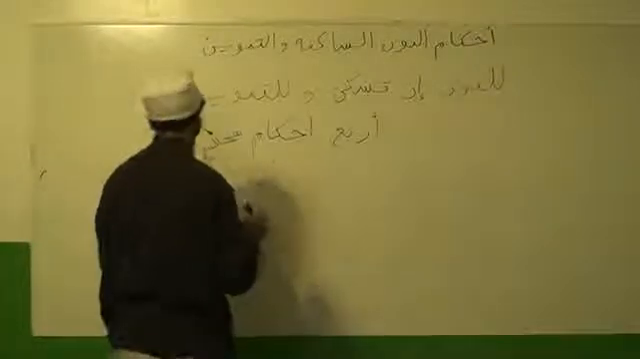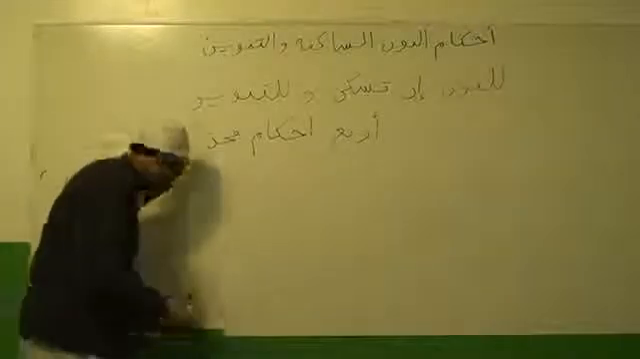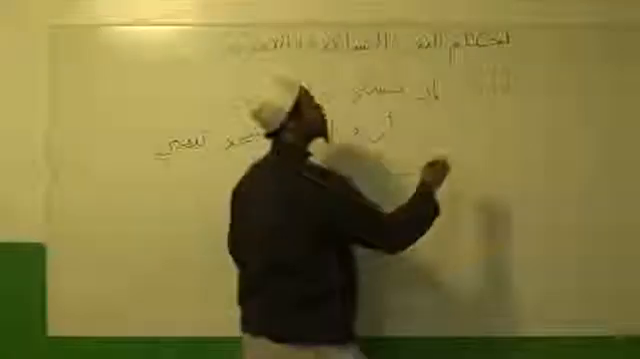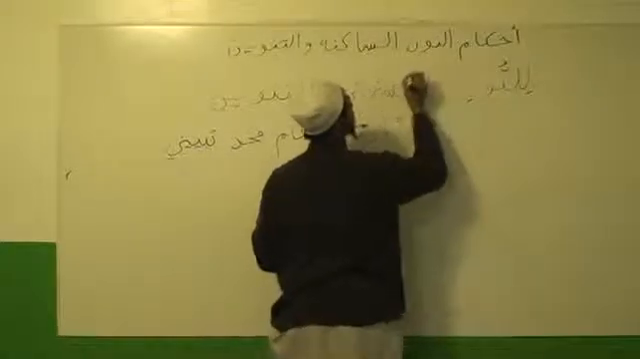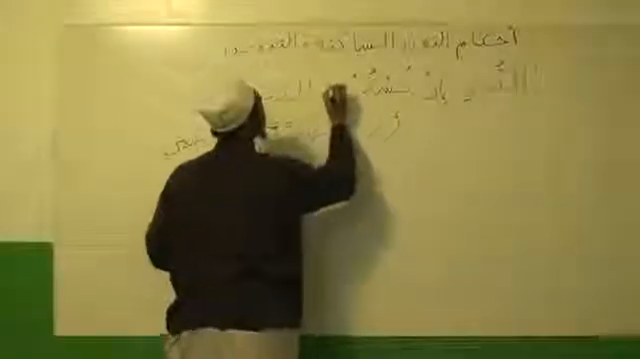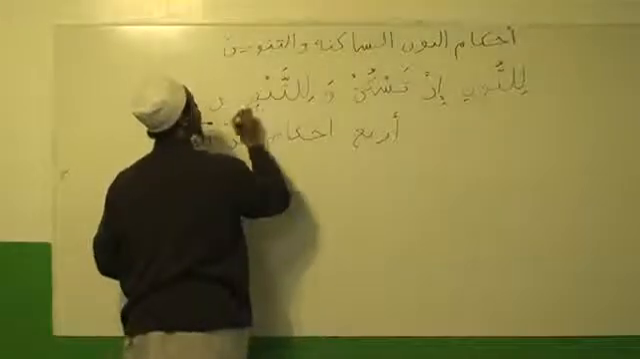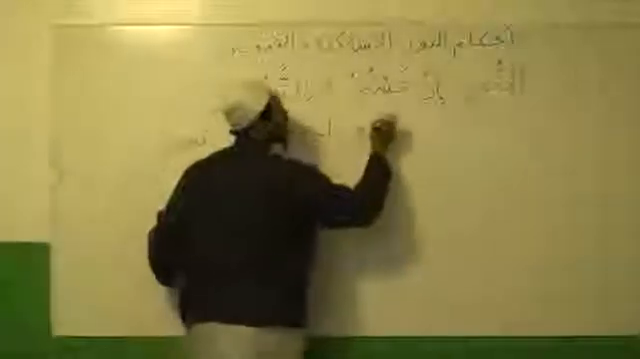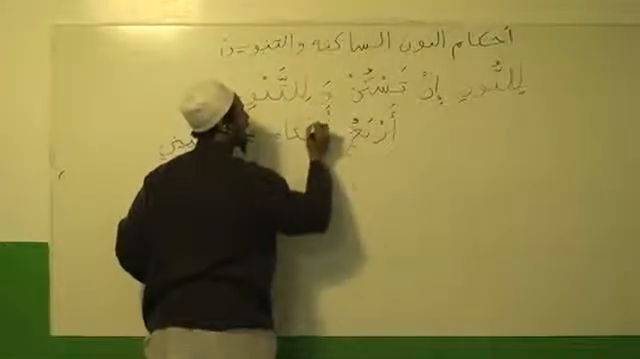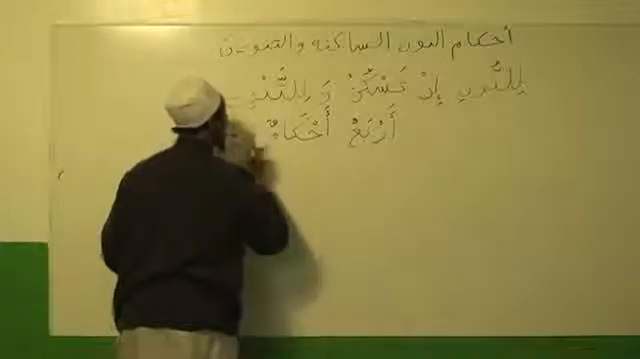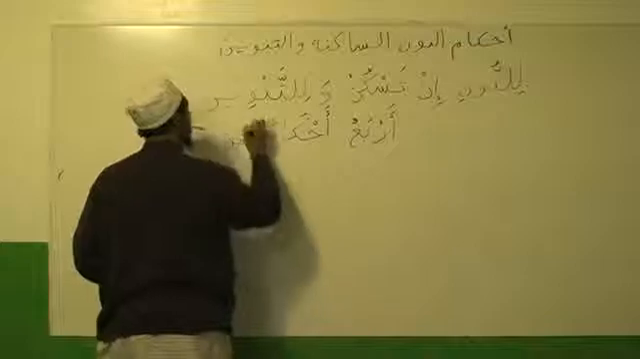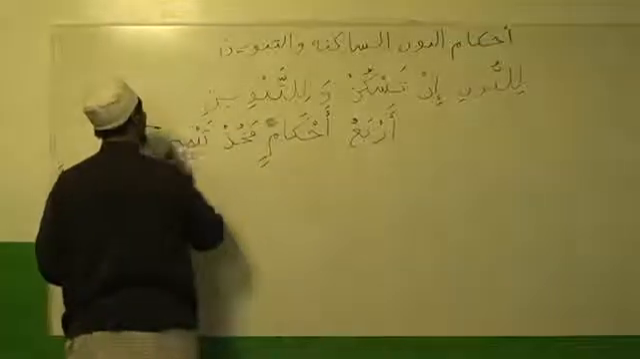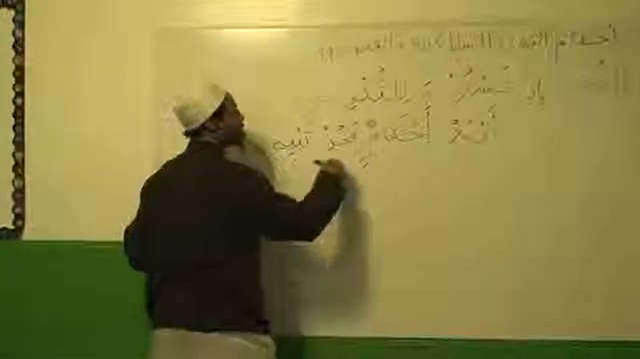Okay, now let me go over this again. It goes: لنون إن تسكن ولتنوين أربع أحكام فخذ تبييني. Okay, let me just make sure something. Now, أربع أحكام فخذ تبييني.